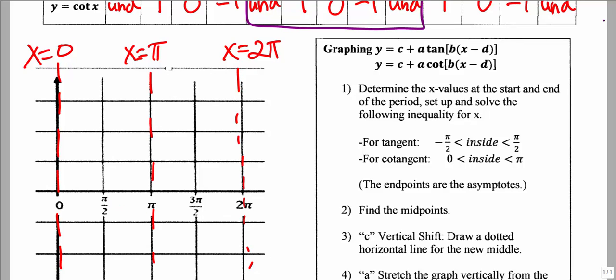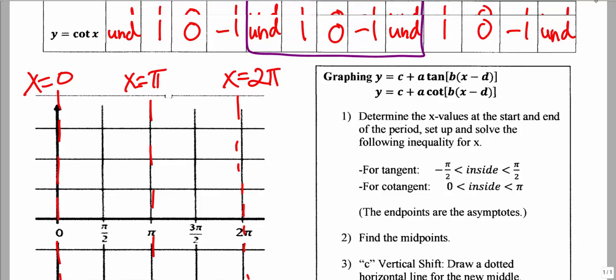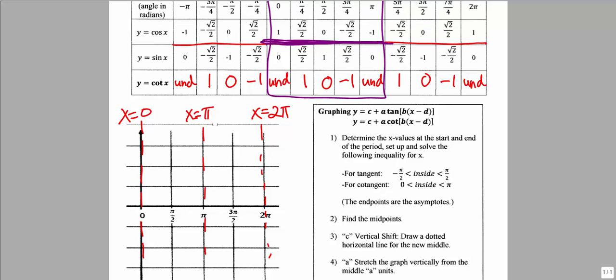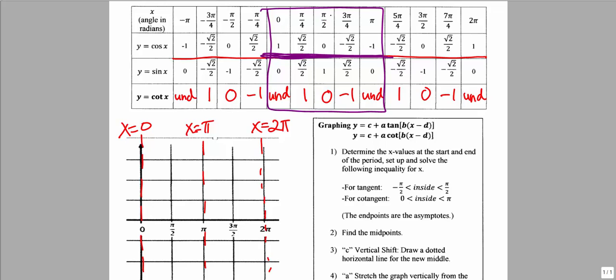Now, at pi over 2, let's just go back up here a little bit. At pi over 2, the cotangent value is 0. At pi over 4, the cotangent value was a positive 1. And at 3 pi over 4, the cotangent value was minus 1. So our cotangent function looks very similar to that of tangent, but it looks like it's oriented in a different direction.